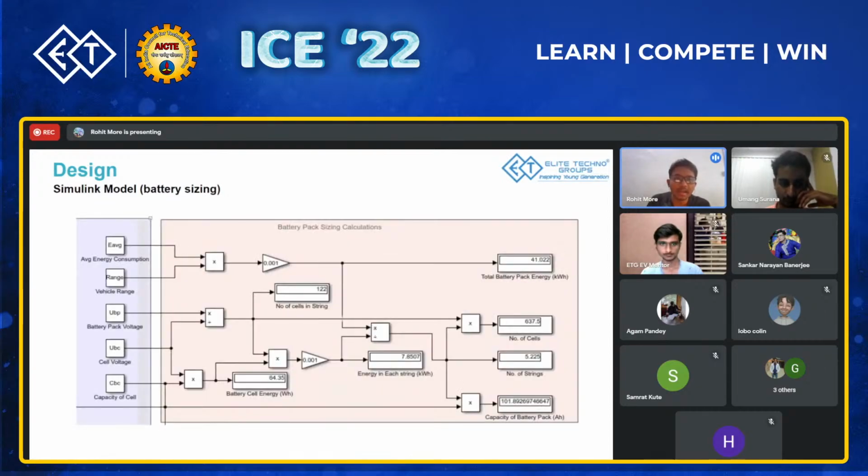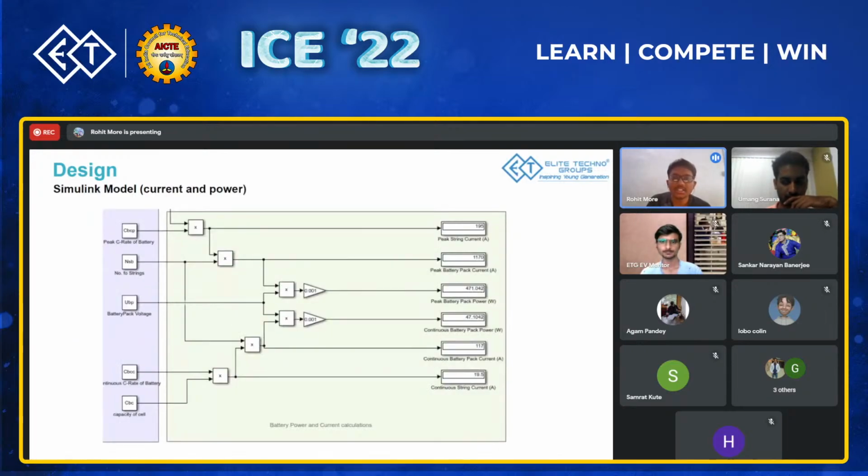The second is the battery sizing area, in red, where we use the battery variables and calculate the total battery pack energy, the total number of cells, and the total capacity of the battery pack in amp hour. This is the second area, shown in green. This indicates the battery power and current calculations. So the total continuous battery pack power and peak battery pack power are shown here by doing some calculations.